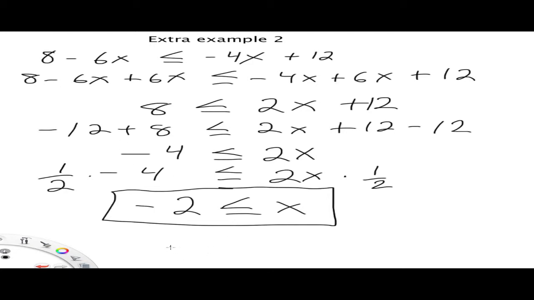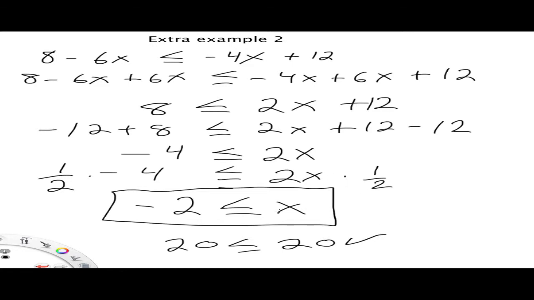So I got 20 is less than or equal to negative 4 times negative 2, which is 8. 8 plus 12 is 20. So it checks for my equality. So that works as my boundary point.